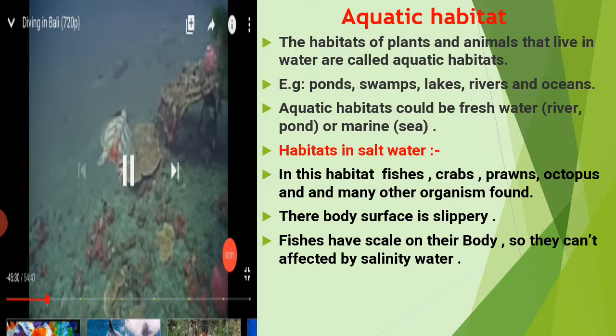Aquatic habitat could be freshwater habitat or marine habitat. First, I am going to explain about the habitat in the salt water. It means habitat in marine water or sea. In this habitat, there are different types of plants and animals found, like fishes, crabs, prawns, octopus, and most of the other organisms.